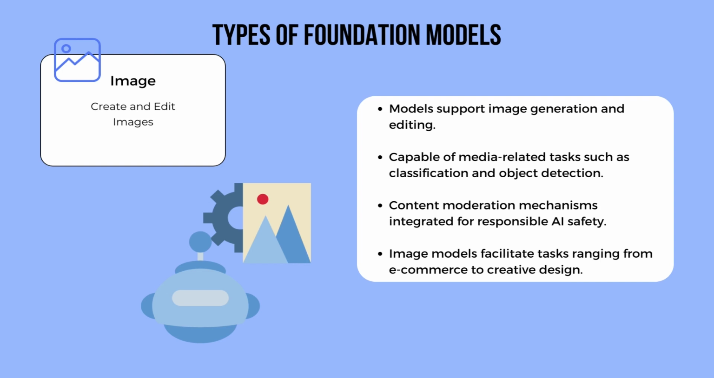Imagine you're building an e commerce platform. A model for object detection can automatically tag items in the product images, while an image generation model can create new product images based on descriptions. The content moderation feature would ensure all user generated content aligns with your platform's policy, enhancing user experience.